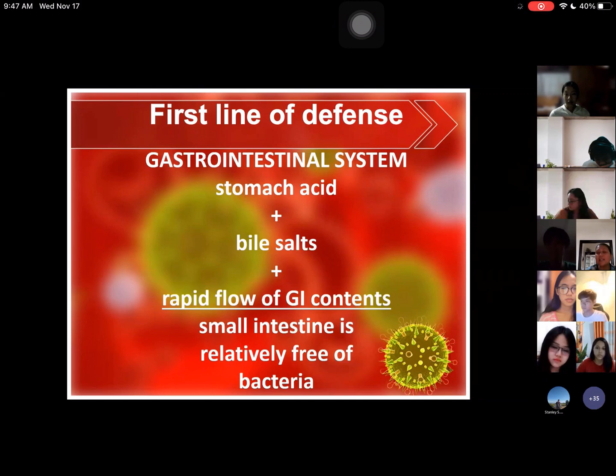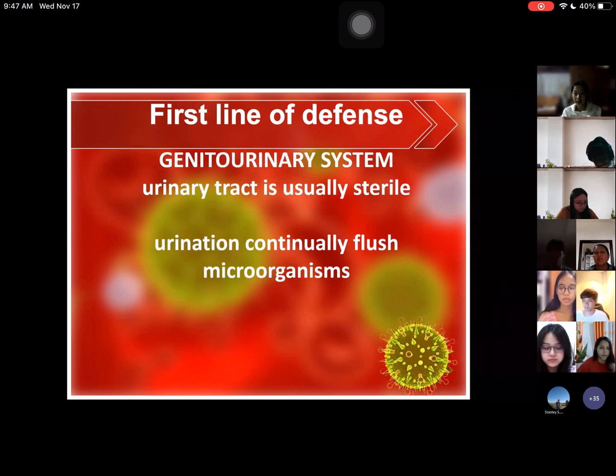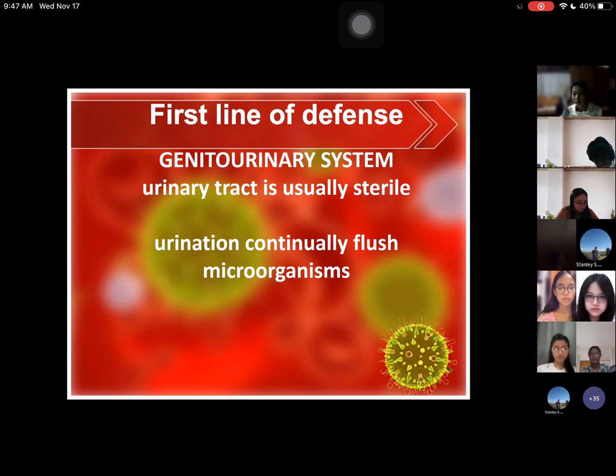So the stomach acid, plus the bile salts, and the rapid flow of the gastrointestinal contents, that's the reason why the small intestine is relatively free of bacteria. So that's for the gastrointestinal system, which is also considered our first line of defense. Another is that our urinary tract is usually sterile. So urination continually flushes organisms.